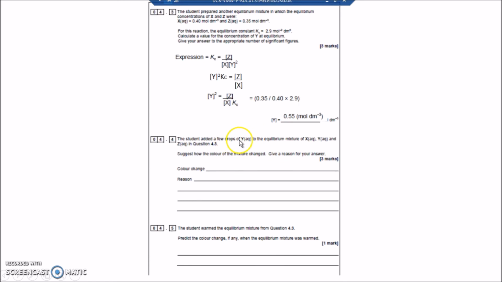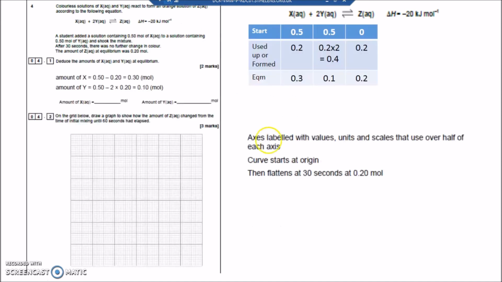The student added a few drops of Y to the equilibrium mixture, so added more Y. How would the colour change? Suggest how the colour of the mixture changes. Give a reason for your answer. So they're adding more Y. So let's go back to our mixture here.